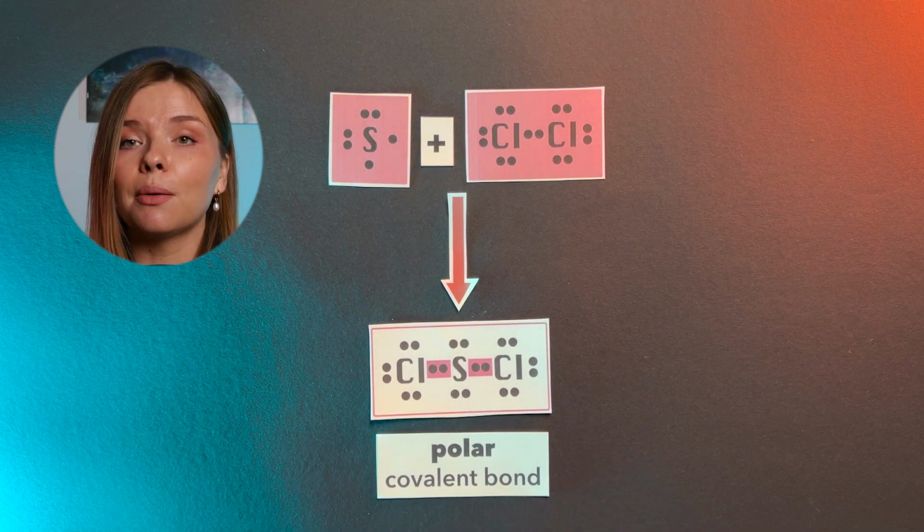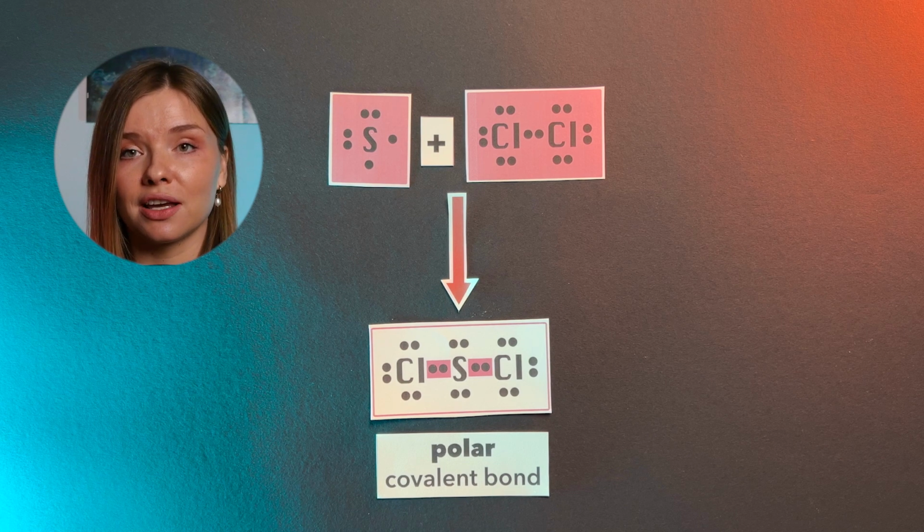Polarity appears in that compound because electrons are shifted towards one of the atoms. Polar covalent bonds are the most common type of bonds. For example, such a bond exists between a hydrogen atom and chlorine atom in hydrochloric acid, or between oxygen and sulfur atoms in the sulfate ion.